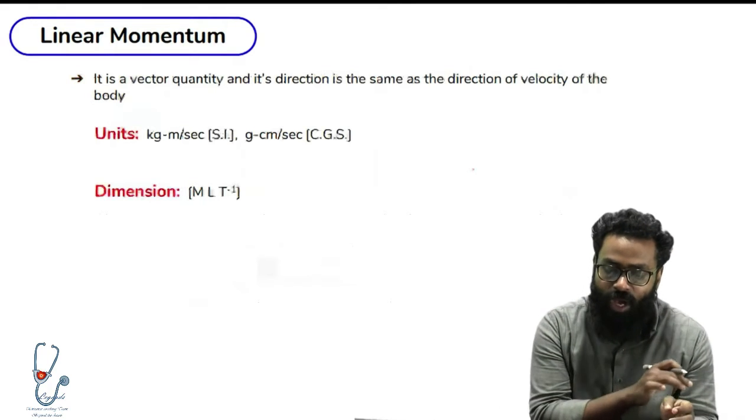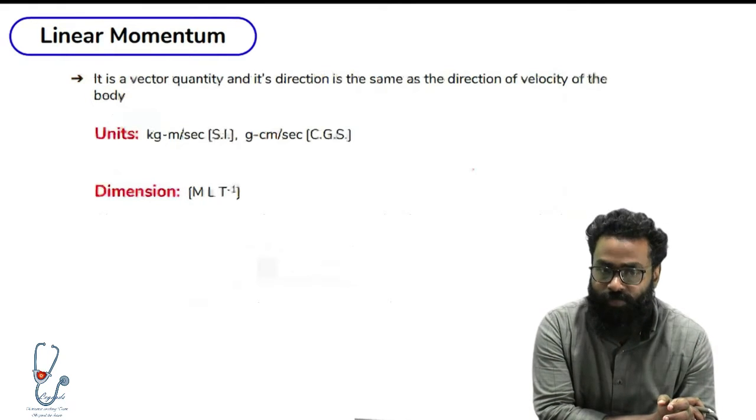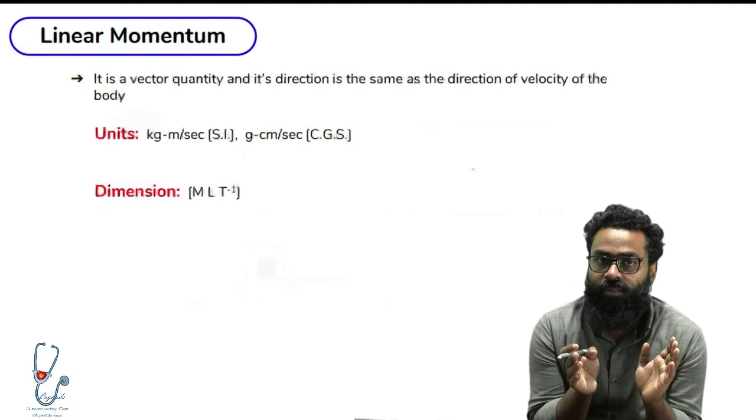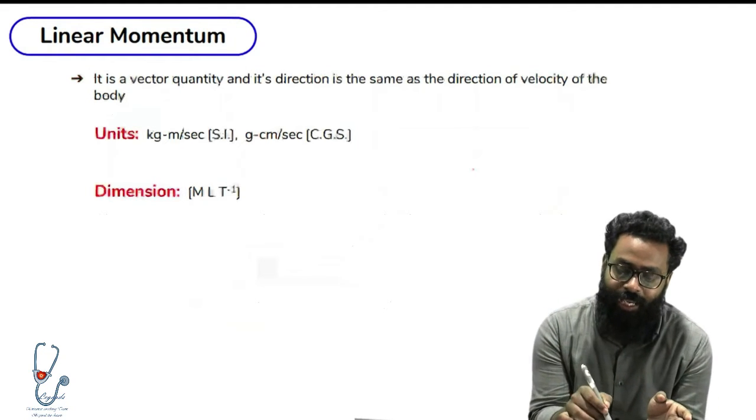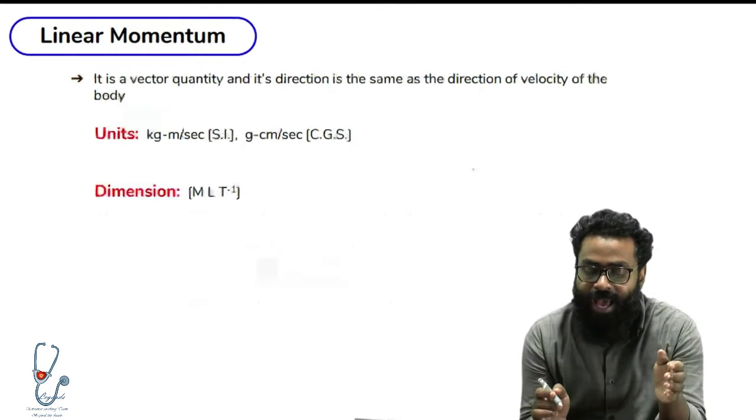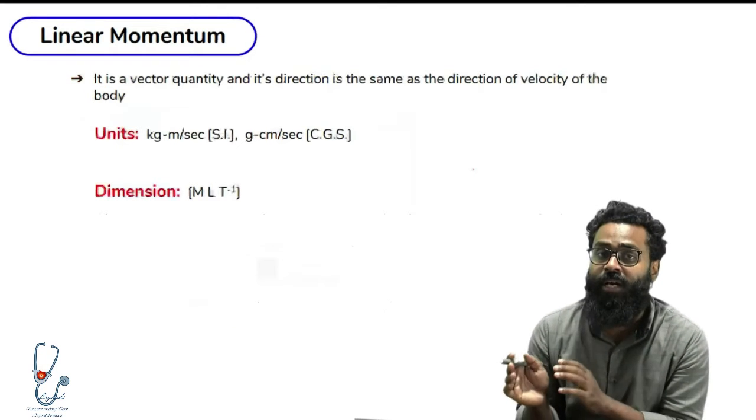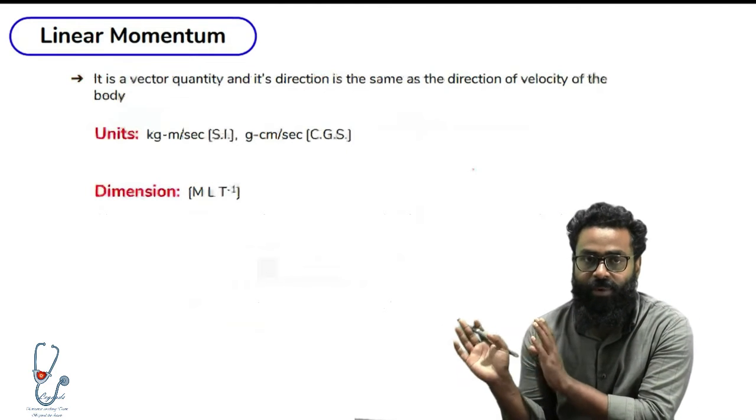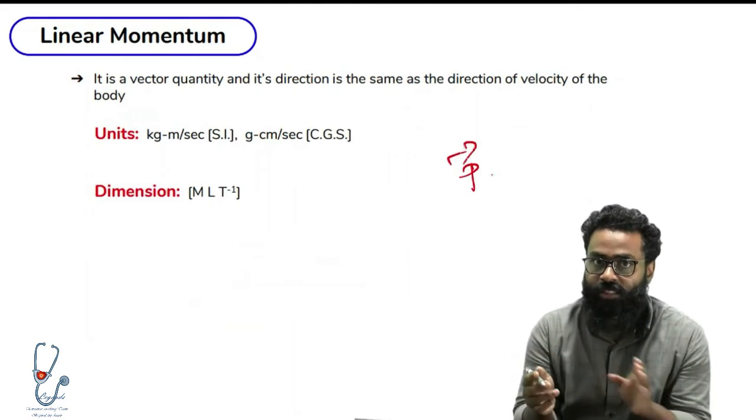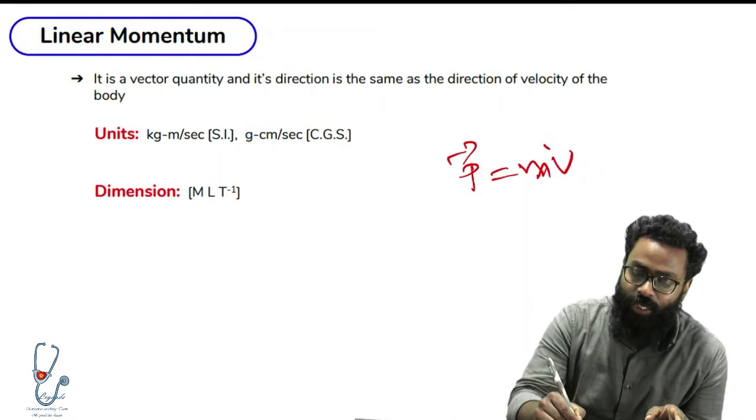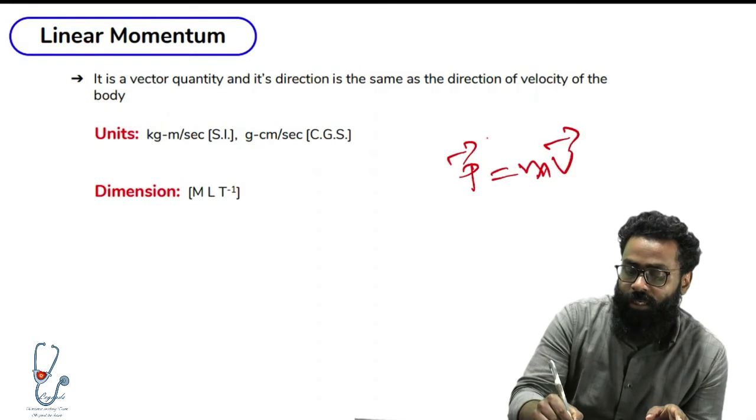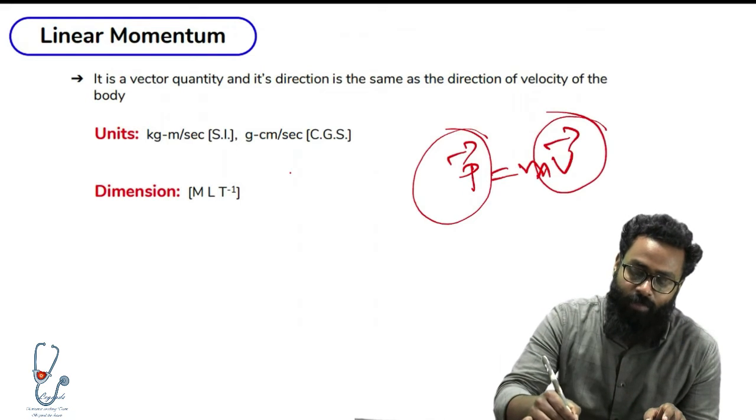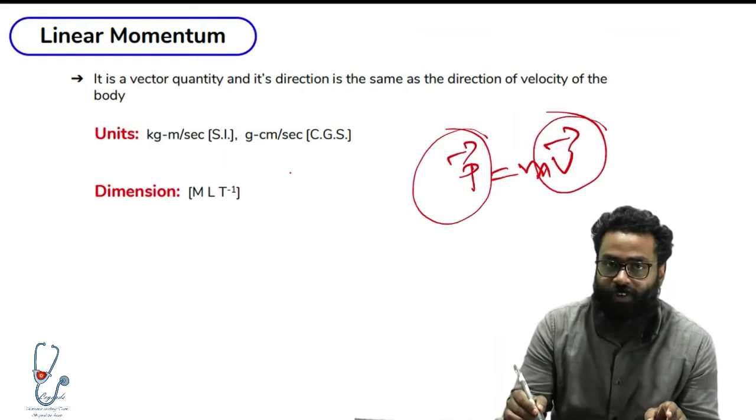Clear that? Linear momentum is a vector quantity, and its direction is the same as the direction of velocity. This is important: the direction of momentum is the same as the direction of velocity. P is a vector quantity and v is also a vector quantity.